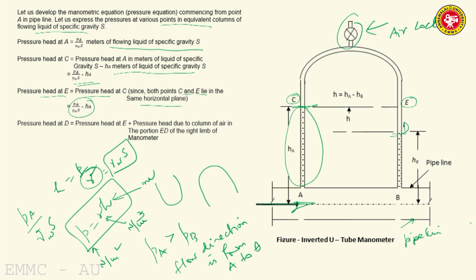Then you are coming down to D. What is D? D is the surface of liquid in the right limb. At how much vertical distance is D from E? It is H meters below E. So when you are going down, that is when the elevation decreases or when the depth increases, the pressure increases. So pressure head at D will be pressure head at E plus pressure head due to column of air. What is it that you have in between E and D? It is only air. So head due to column of air in the portion ED of the right limb of the manometer.